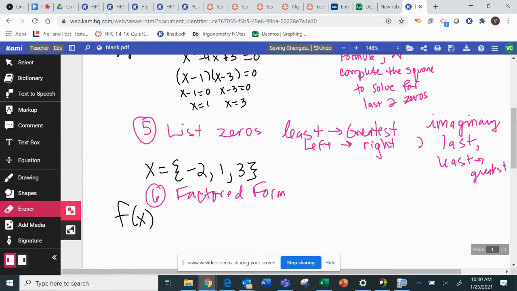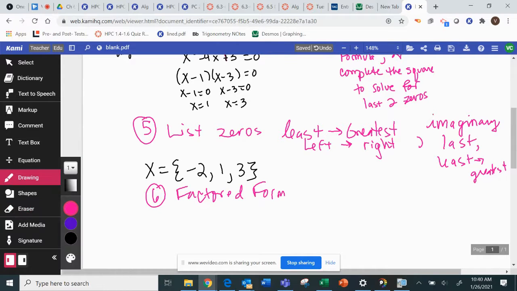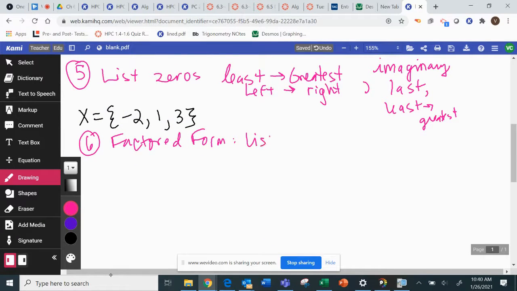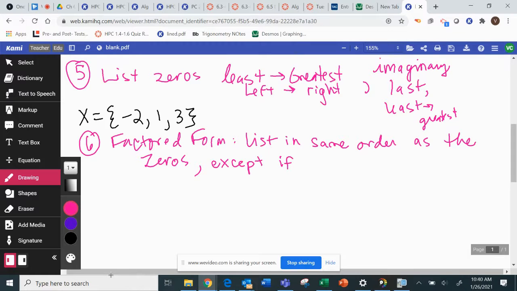actually, I'm going to move this f of x because I'm going to write something else. Factored form, we're going to list in same order as the zeros, except if zero is a 0. That's kind of confusing, but that's the one where you just put the x in front.